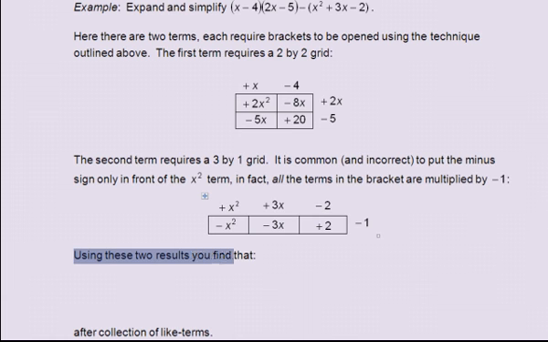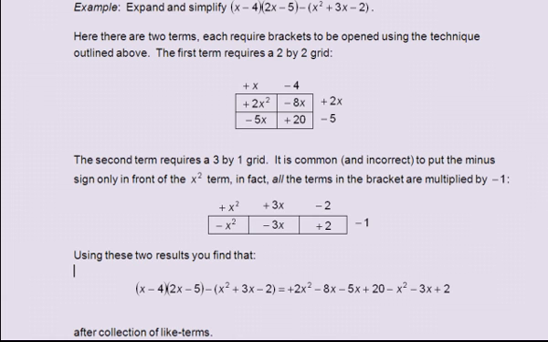Using these two results, you find that x minus 4 multiplied by 2x minus 5 minus x squared plus 3x minus 2 equals plus 2x squared minus 8x minus 5x plus 20 minus x squared minus 3x plus 2, which equals x squared minus 16x plus 22 after collection of like terms.